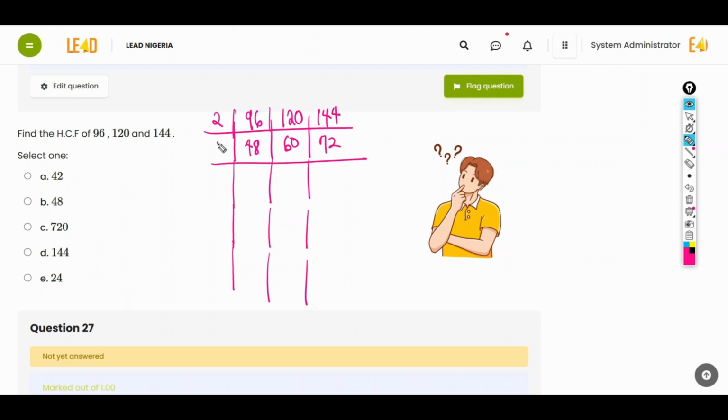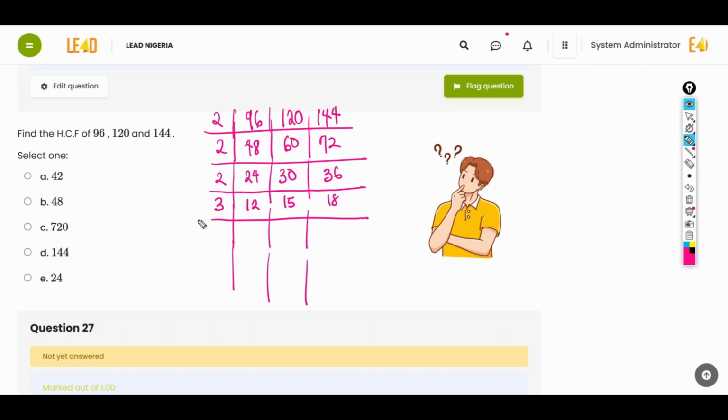We can use 2 again. 2 in 48 is 24, 2 in 60 is 30, 2 in 72 is 36. We can use 2 again. Remember, we're doing HCF, not LCM, so we're only dividing by what can divide everything. 2 in 24 gives me 12, 15, 18. And I can use 3.